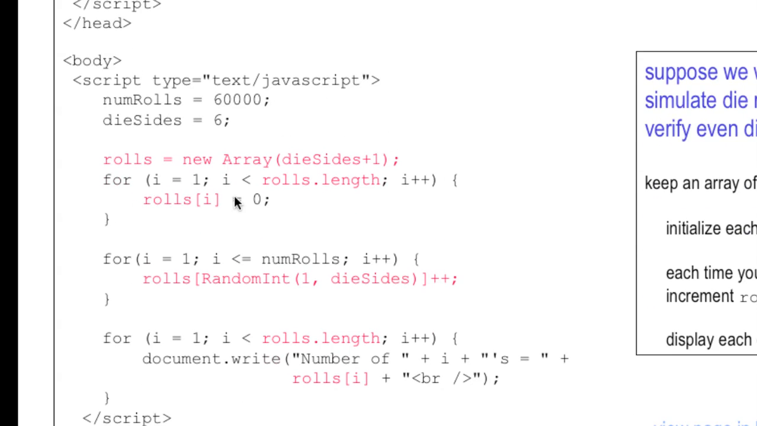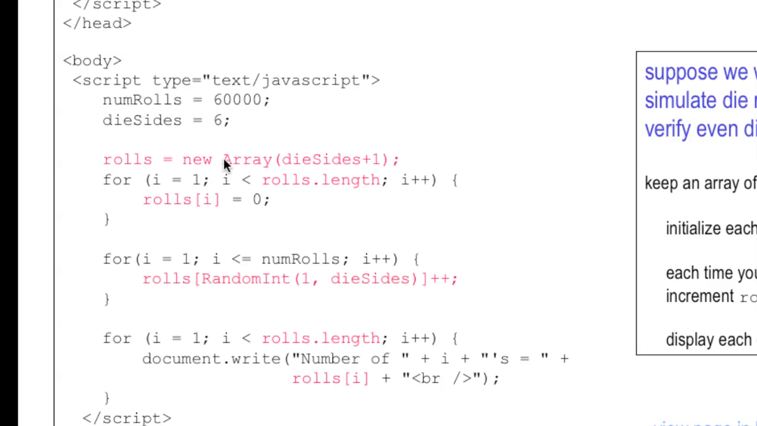So the stuff in red is the new stuff. We have the number of rolls set to 60,000 rolls. That's a lot of rolls. Well, we don't have to do this manually. JavaScript's going to do this for us. Die size, there are 6 sides to the die. And rolls is going to be equal to a new array of die size plus 1. Make it 7, because we're going to go 1, 2, 3, 4, 5, 6, because we don't want to use 0.